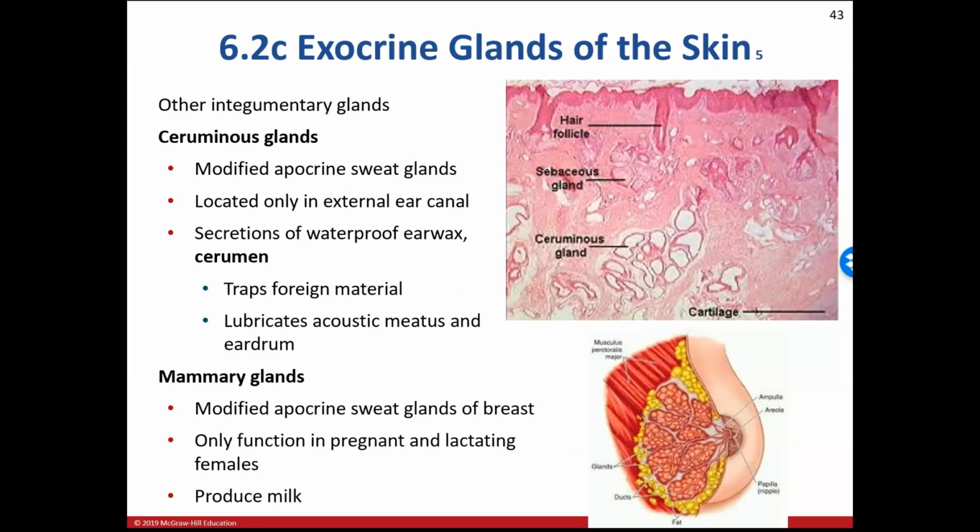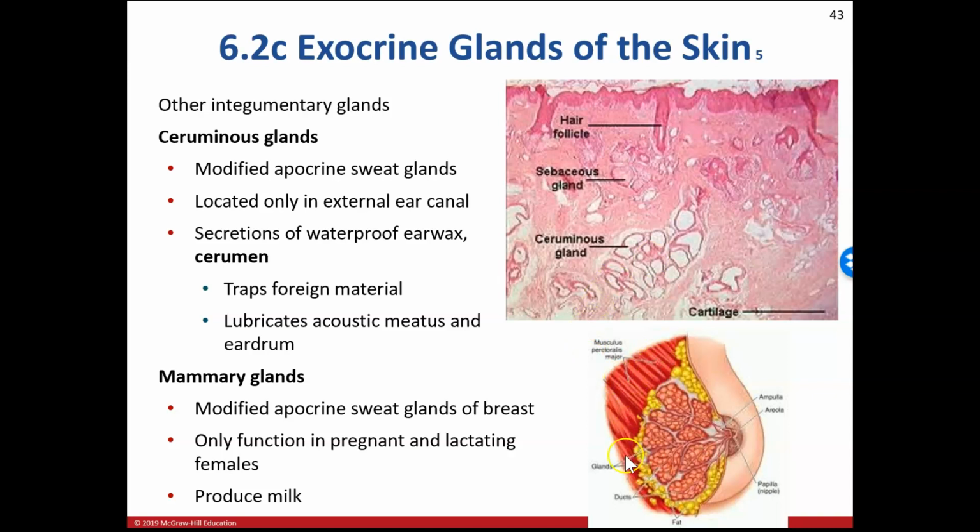Now, back to our ceruminous glands. These are going to be modified apocrine sweat glands, so you can see that they still have those large lumens within them, but we're only going to find these glands in the external ear canal, and their job is to produce cerumen or ear wax, which is waterproof. It helps to trap foreign material, and it lubricates the acoustic meatus and the eardrum, and some theorize that our body was made to produce cerumen in order to keep insects out of our ears too.